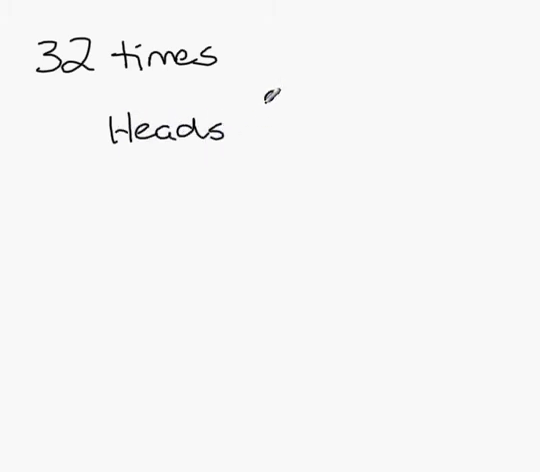Now, they're not always going to be that easy. What happens if a student flips a penny 32 times? Different number here. But if that penny lands heads up 5 out of every 8 times, then how many times did the penny land heads up? And that's a little tricky there, okay?